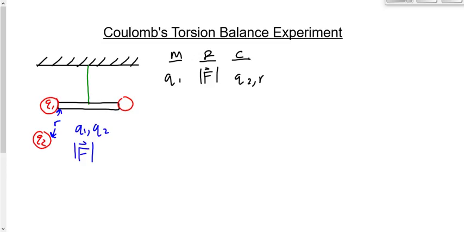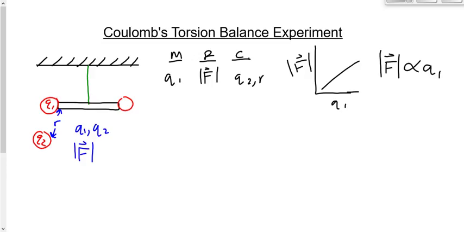So he does an experiment, collects some data in a table, and then plots a graph of F versus Q1. Manipulated variable on the x-axis. Gets a straight line. That tells him that F, the magnitude of the force of attraction or repulsion, is proportional to or related to Q1. That symbol just means related to, proportional to.